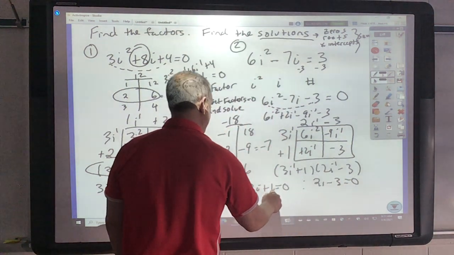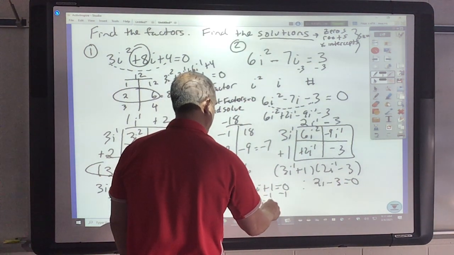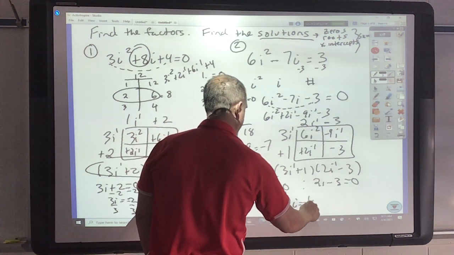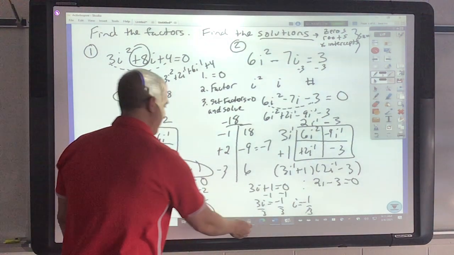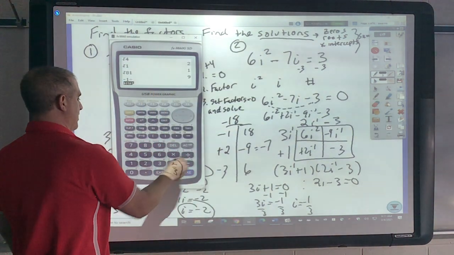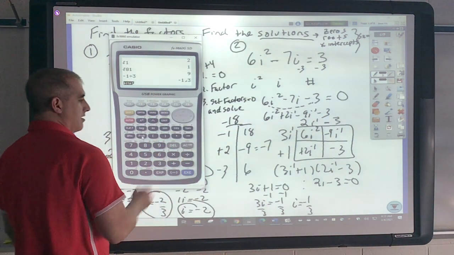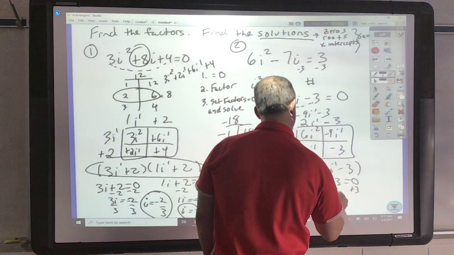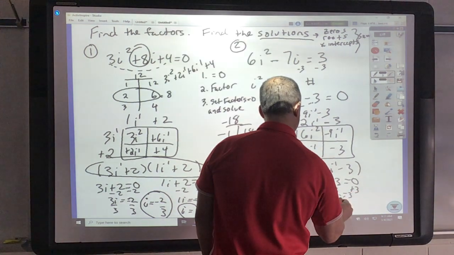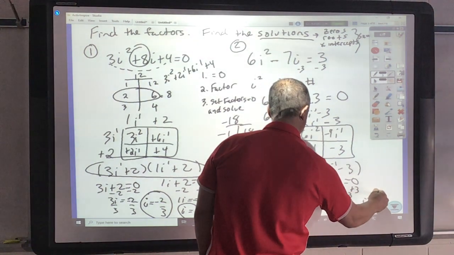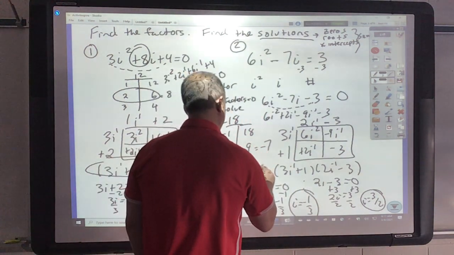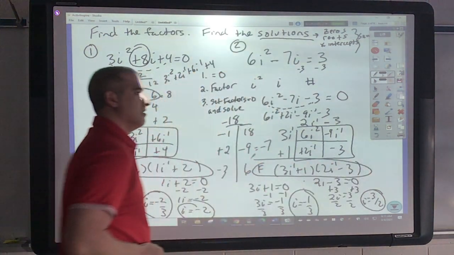Okay? So this one I would subtract 1. So 3I equals negative 1. And divide by 3. So I is going to be negative 1/3. Okay? If you want to get your fraction, it's negative 1/3. Okay, this one I add 3. So it's 2I equals 3, and divide by 2. It's going to be I equals 3/2. Okay, so those are the solutions. Those are the factors. Okay, it's that simple.